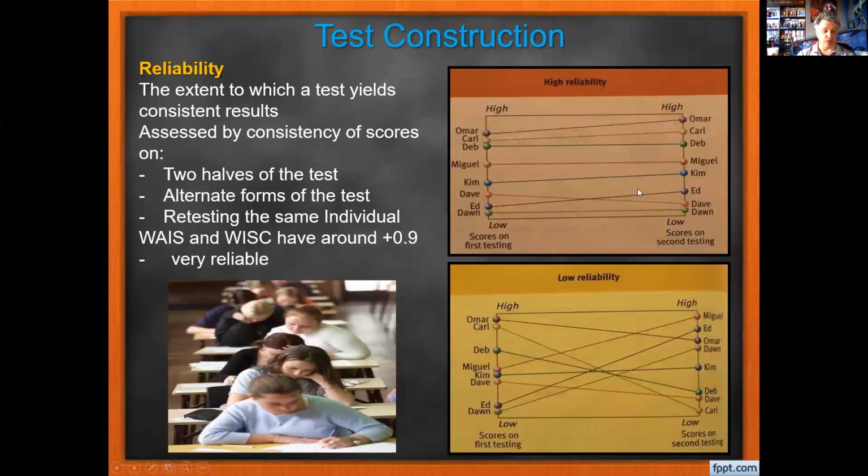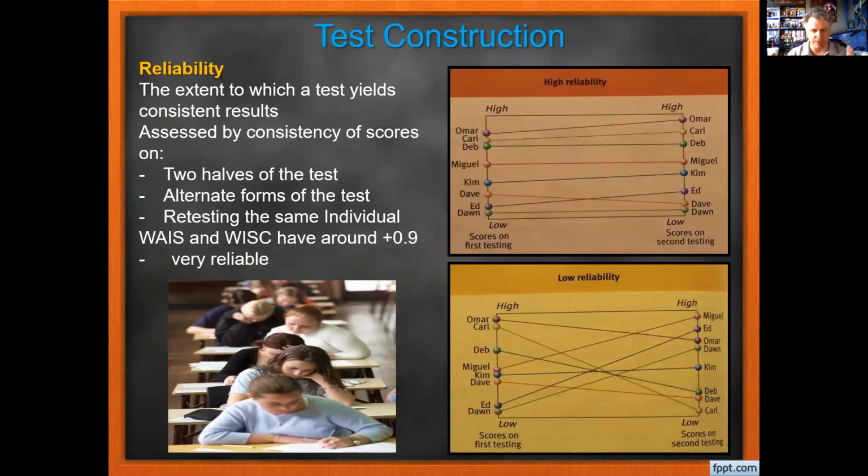Okay, when it comes to test construction, 2 factors: reliability and validity. Reliability is how reliable is the test. Do you do the same on the odd that you do on the even? Did my second period class perform as well as my eighth period? I don't have an eighth period, seventh period class, which I don't have one of those either. But this is just, are the scores consistent, even if you give alternate forms of the test?